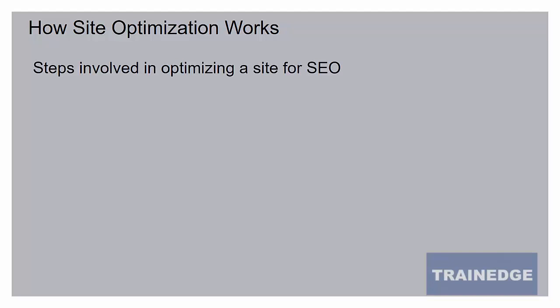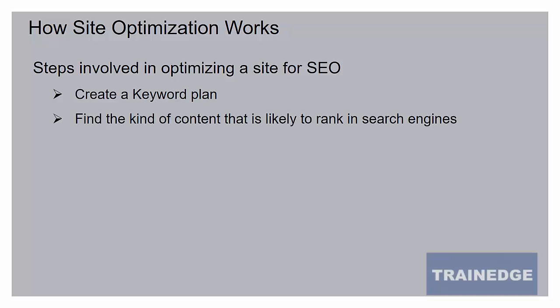So, how can we optimize a website? Or what are the steps involved in optimizing it? The first step is to create a keyword plan. We have to first figure out which keywords we want to optimize the site for. Then we find the kind of content that is likely to rank in search engines. Then we'll create the content that search engines are going to like and optimize that content for the keywords that we are targeting.